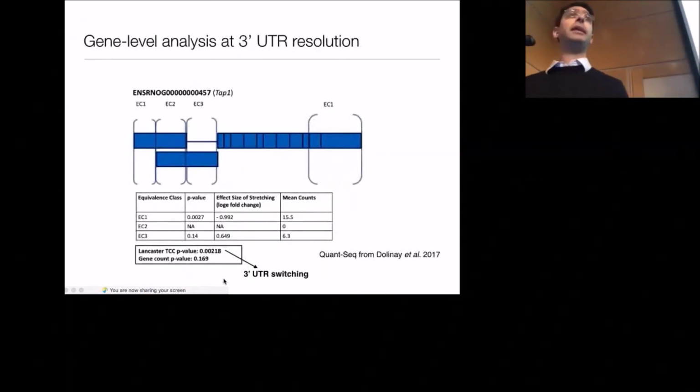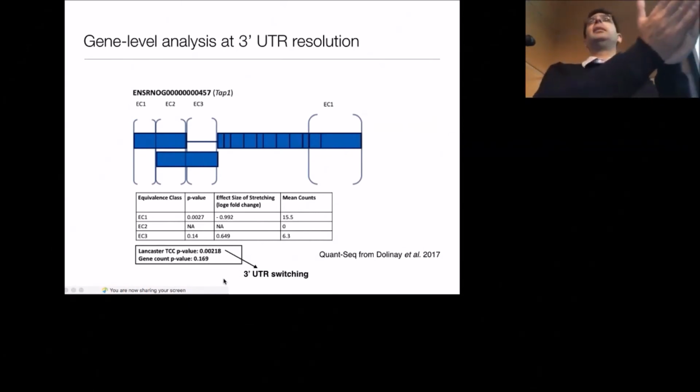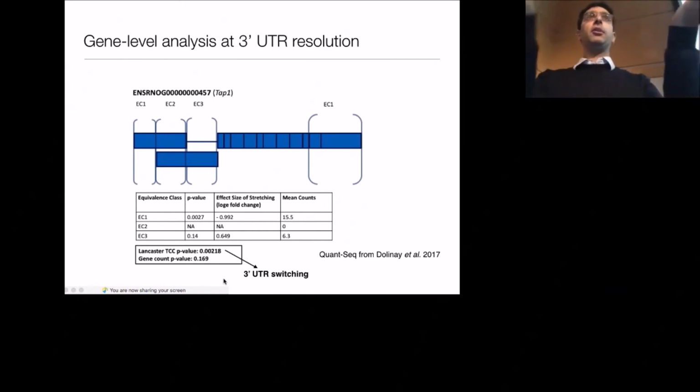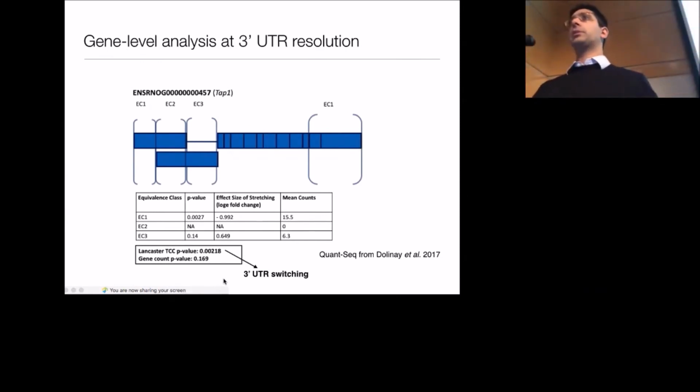But we can actually extract cases of alternative 3' usage. Not always, but sometimes we find examples where there's an alternative 3' end that led to a unique equivalence class. And we can now see that the difference in that equivalence class comes out, calling the gene differential. This is completely masked if you just add up the counts of the gene. So this is one example from a data set from Dolan et al., which was just published earlier this year.